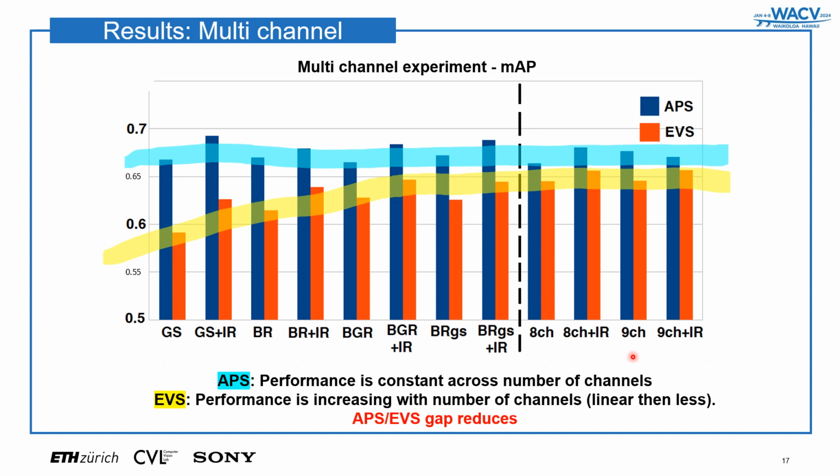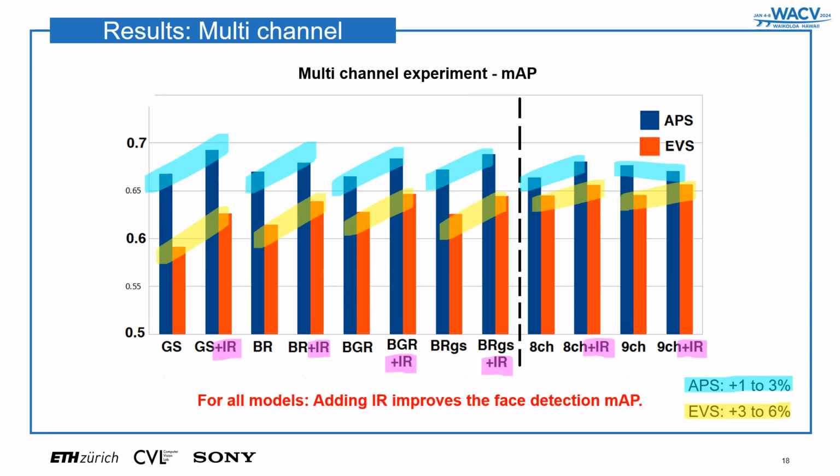About the number of channels, for APS, the performance is again constant. On the other hand, the effect on EVS data is very clear. There is a linear improvement with the number of channels at first, then a plateau. We can notice that multispectral events are not much behind multispectral images anymore for phase detection. Also very interesting, infrared always improves APS and EVS. This is even more surprising given that the infrared band was the least performing one in the single channel experiment.